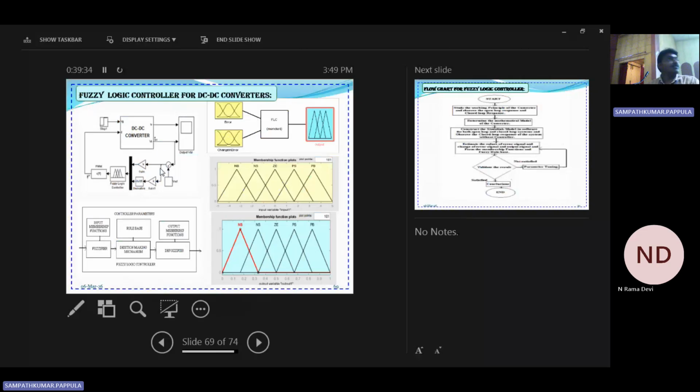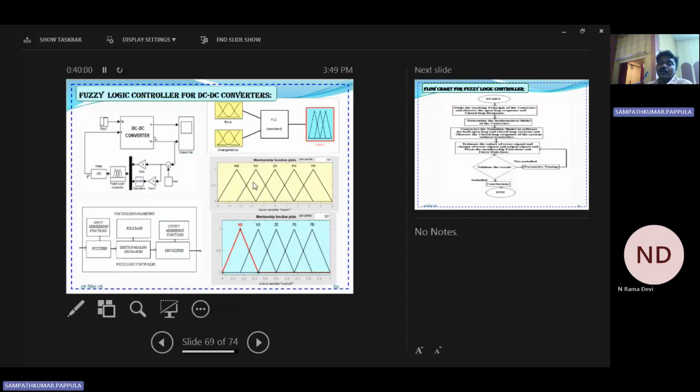The same thing, the fuzzy logic controller is very similar, near to that of the PI controller. In the PI controller also there are only two parameters, one is the proportional, another one is the integral. So here also there are two, one is the error, the other one is the change in error. So the fuzzy logic controller is very near to the PI controller. Once you have the idea about the PI controller, with a simple modification you may use the fuzzy logic controller also.